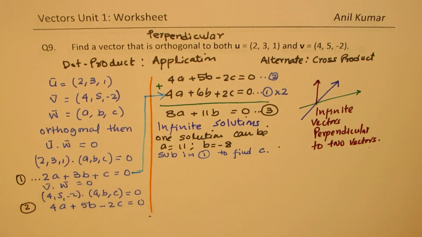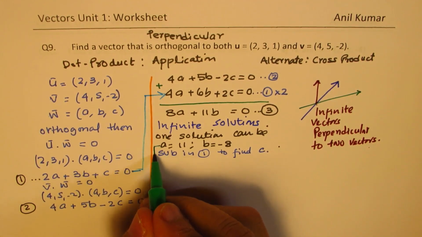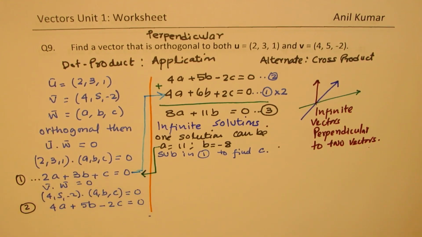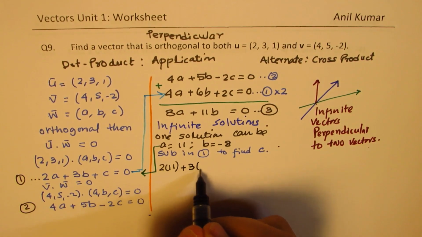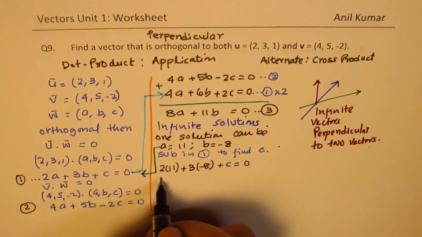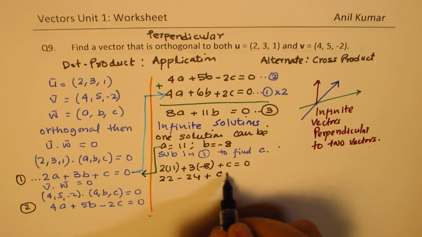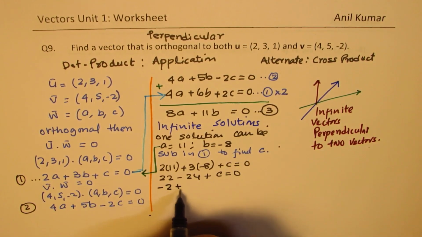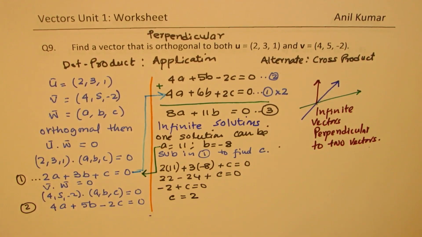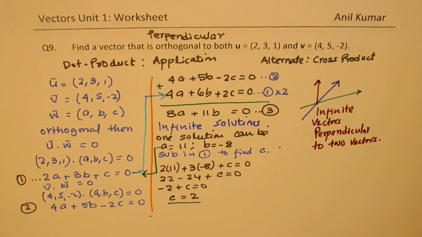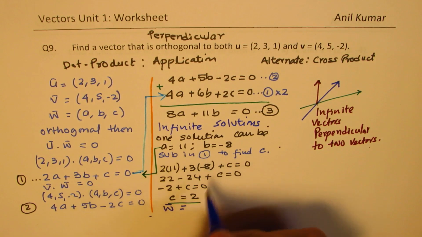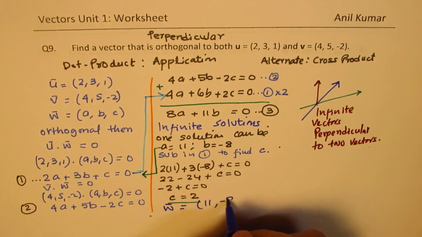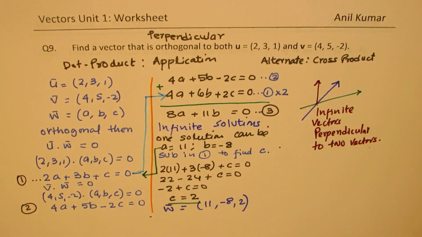So this is equation 1, right? We are now substituting these values back in our equation 1 to find c. Clear? So we get 2 times 11 plus 3 times -8 plus c equals 0. So that is 22 - 24 + c = 0. And this is -2 + c = 0. And that means c is equal to 2. So if we get the value of c as 2, then clearly we know what w is. So we can say that the vector w is equal to a is 11, b is -8 and c is 2. Is that clear to you? So we do get our vector.